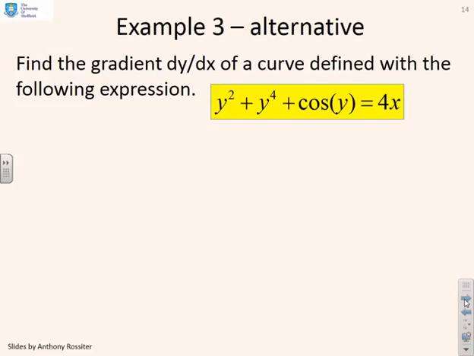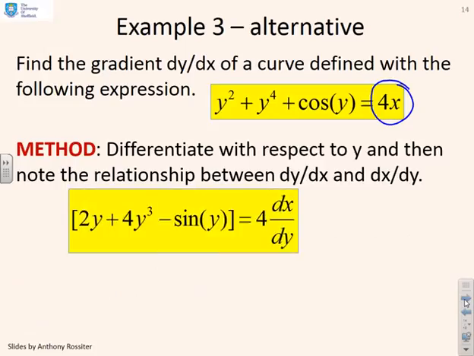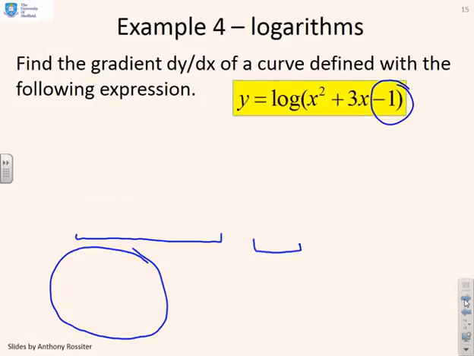Alternatively, I could say, look, in this expression, I can easily write everything making x what appears to be the dependent variable. So if I differentiate with respect to y, then this is what I get. d dy of y squared plus y to the 4 plus cos y is 2y plus 4y cubed minus sine y, and then I'm going to get equals 4 dx dy. So here I've differentiated with respect to y rather than with respect to x. And then all I do is recognise my inverse relationship. dy dx is 1 over dx dy, and I get 4 over 2y plus 4y cubed minus sine y.